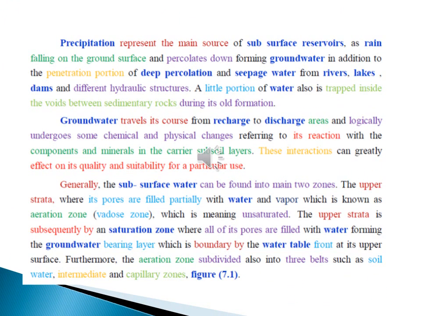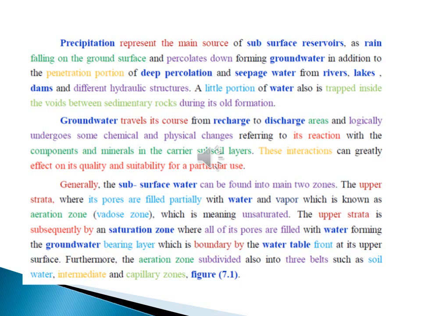Precipitation represents the main source of the subsurface reservoir, as rain falling on the ground surface percolates down, forming groundwater. In addition to the penetration portion of filtration and sewage water from rivers, lakes, dams, and different hydraulic structures. Groundwater travels its course from recharge to discharge area and logically undergoes some chemical and physical change, referring to its reaction with the minerals in the carrier subsoil layer.